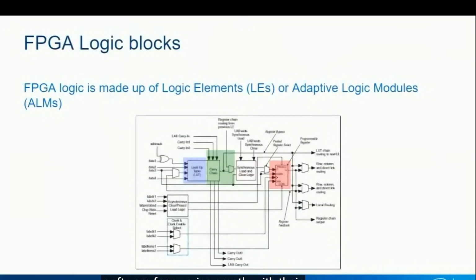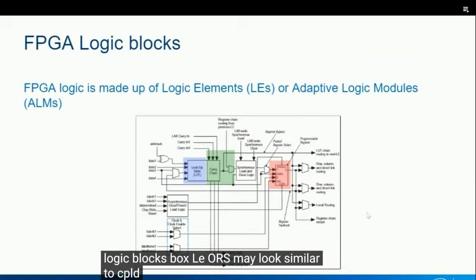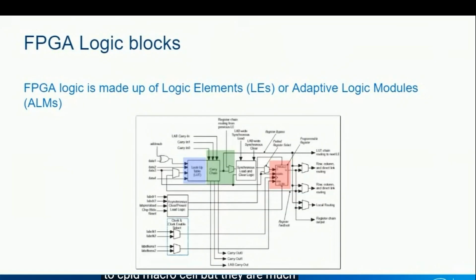FPGA labs are made up of a number of blocks of logic called logic elements, or LEs, and in more advanced devices, adaptive logic modules, or ALMs. Each of these logic blocks consists of lookup tables, registers, and other configurable features. Routing interconnect is separate from those logic blocks. LEs, or ALMs, may look similar to CPLD macro cells, but they are much more configurable and provide a number of extra features to improve performance and minimize wasted logic resources.